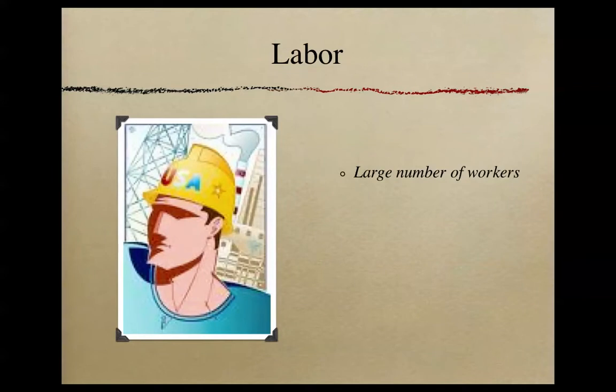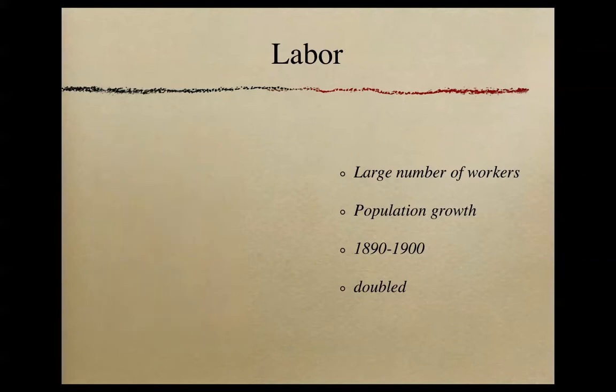Labor. Large number of workers. You need a large number of workers to accomplish your task. Well, in the late 1800s, there was a huge population growth. We had a large number of people coming here based on immigration, right? Between 1890 and 1900, the population doubled in that time because people were immigrating to the United States.